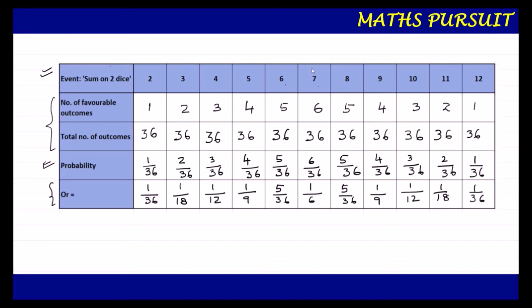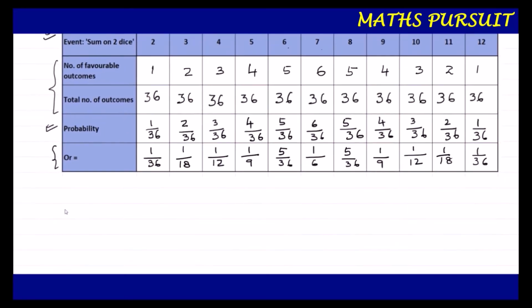Similarly, for getting a sum of 10 the probability is 1 upon 12. For getting a sum of 11 the probability is 1 upon 18, and for getting a sum of 12 the probability is 1 upon 36. Hope guys till here we are very clear. Now let us move ahead and answer the second part of the question.